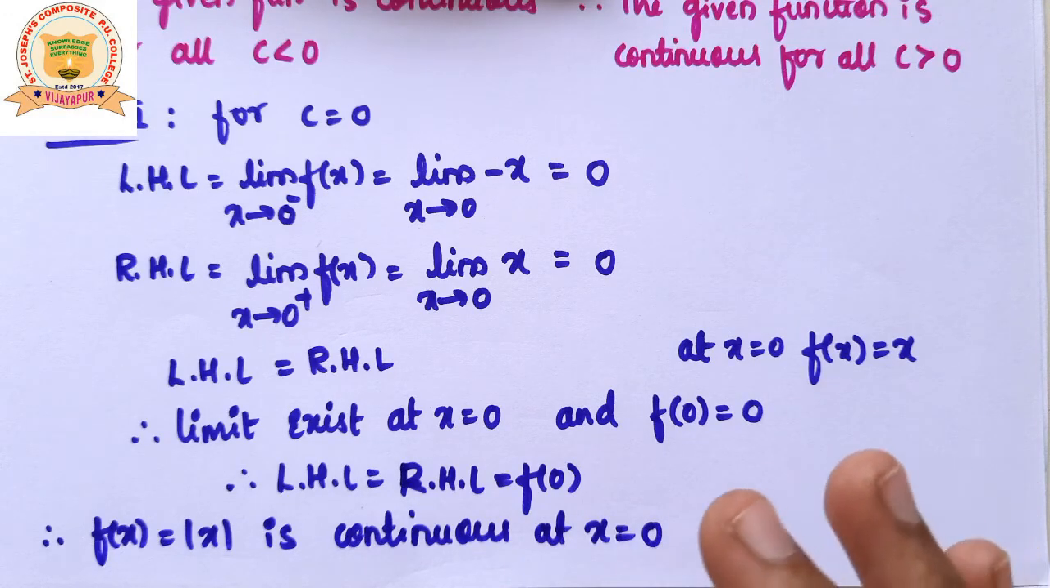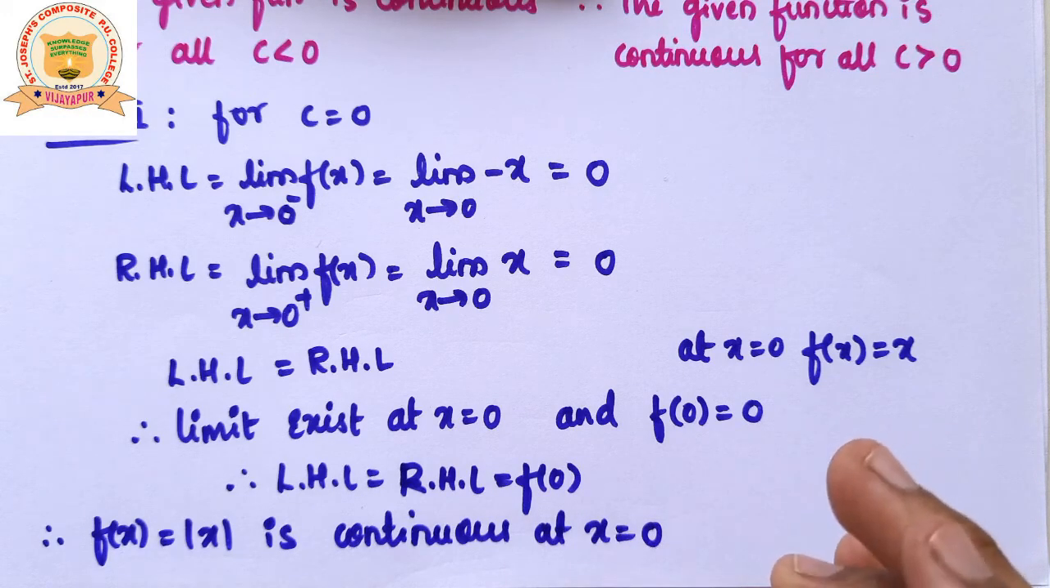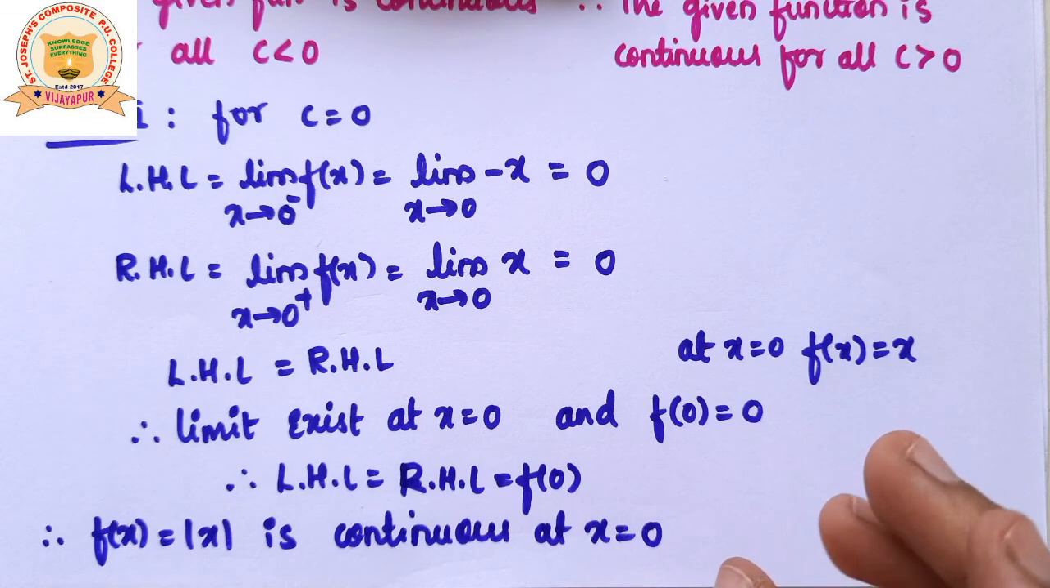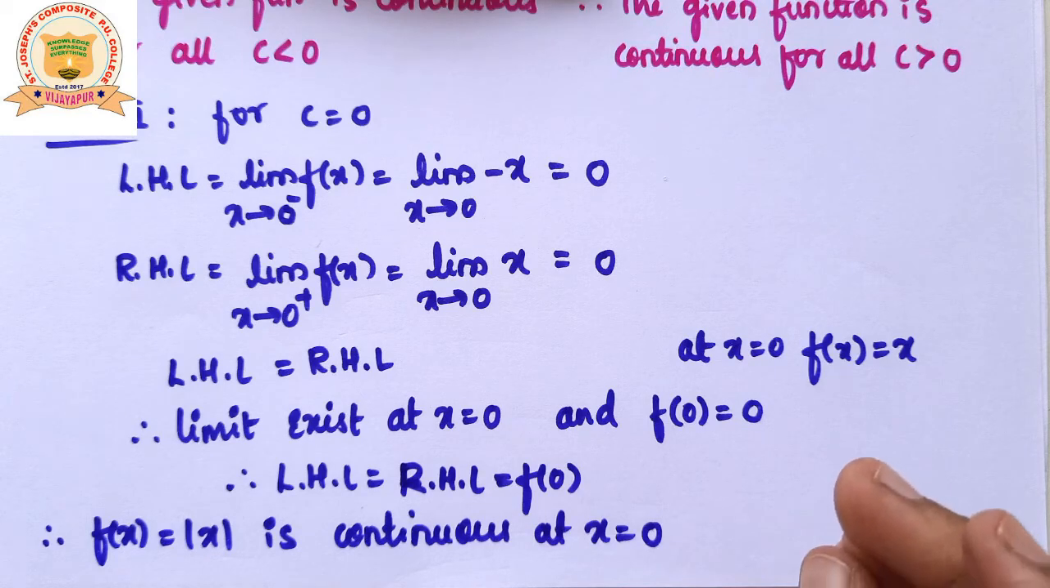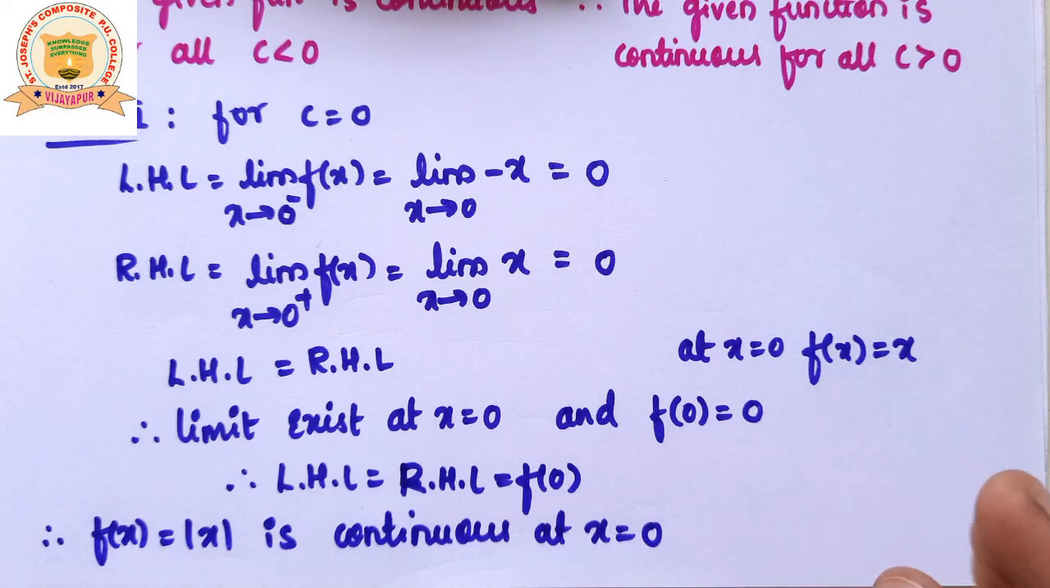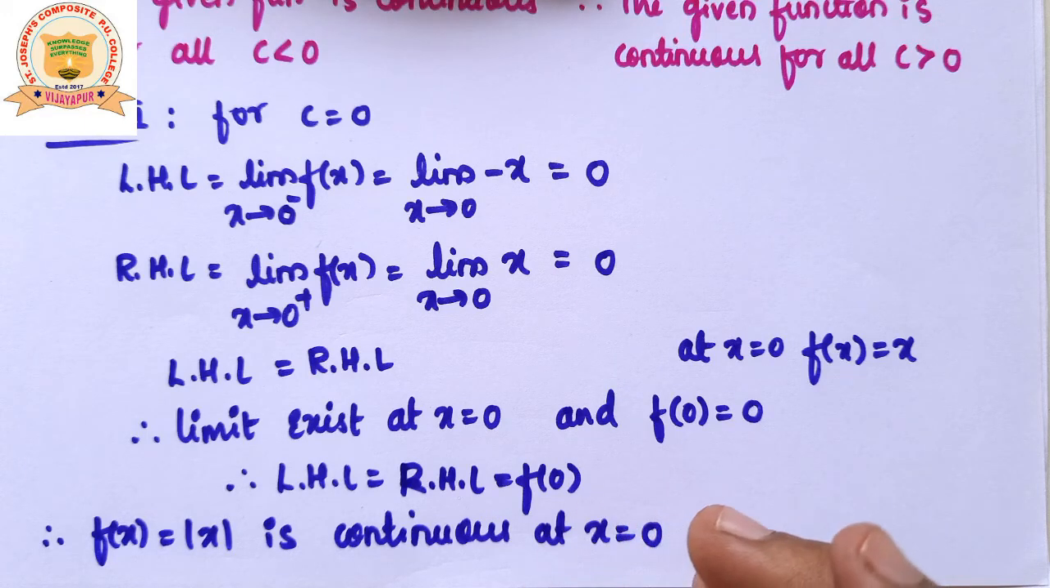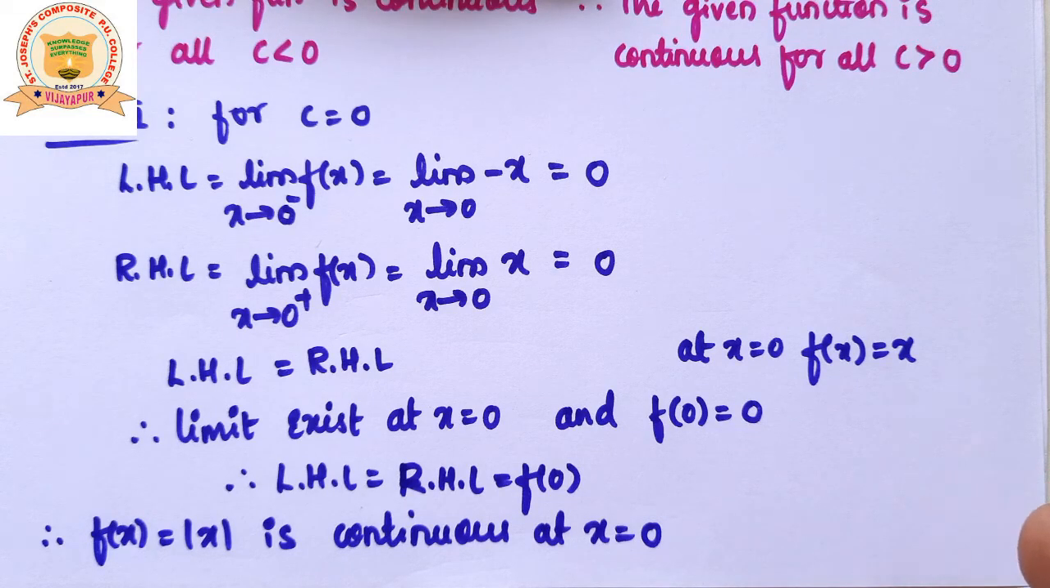Therefore, from these three cases, in case 1 we proved that the function is continuous for less than 0. And also we proved in case 2 that the function is continuous for greater than 0. And in case 3, we proved that f of x is continuous at x is equal to 0. Therefore, for all real numbers, the given function is continuous. Hence, the modulus function is continuous for all real numbers, less than 0, greater than 0 and equal to 0. Therefore, the modulus function is a continuous function.